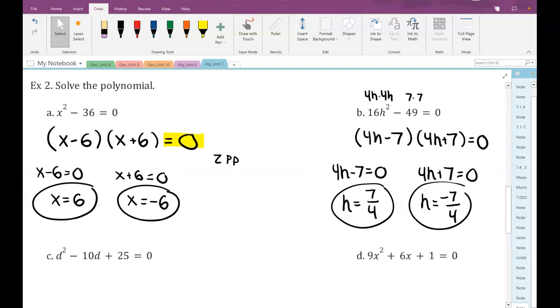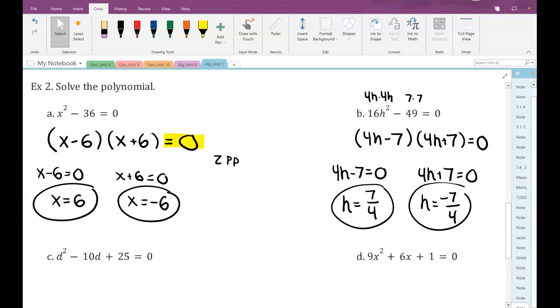In between these two, you may see a pattern. When we have the difference of two squares, our answers for x will just be positive and negative of the same number: positive 6, negative 6; 7 over 4, negative 7 over 4. That's always going to be true when you're doing the difference of squares.